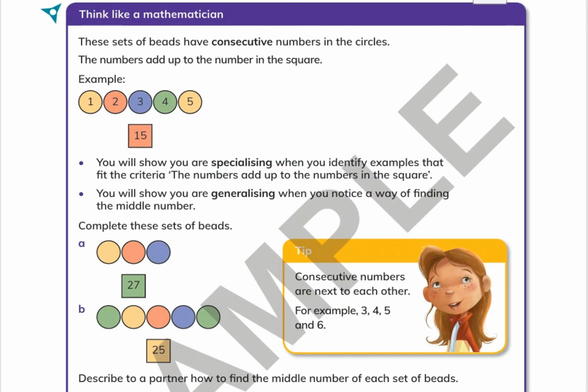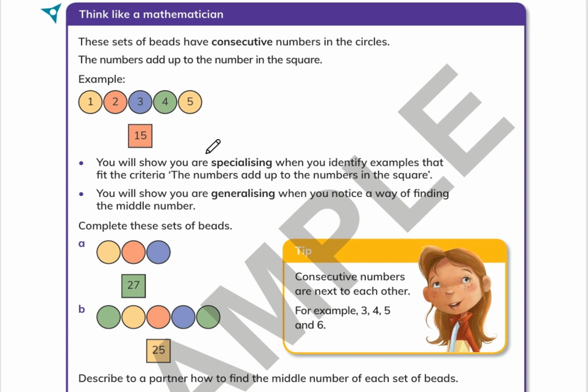Now we have this very interesting exercise, you can say, think like a mathematician. Let's see what it is. These sets of beads have consecutive numbers in the circles. So you can see the numbers are consecutive. The numbers add up to the number in the square. When we add all these numbers, the sum will be the number in the square. Here you can see 1 plus 2 plus 3 plus 4 plus 5, so the answer will be 15 when you add all these numbers. You will show you are specializing when you identify examples that fit the criteria. The numbers add up to the number in the square. And you will show you are generalizing when you notice a way of finding the middle number.